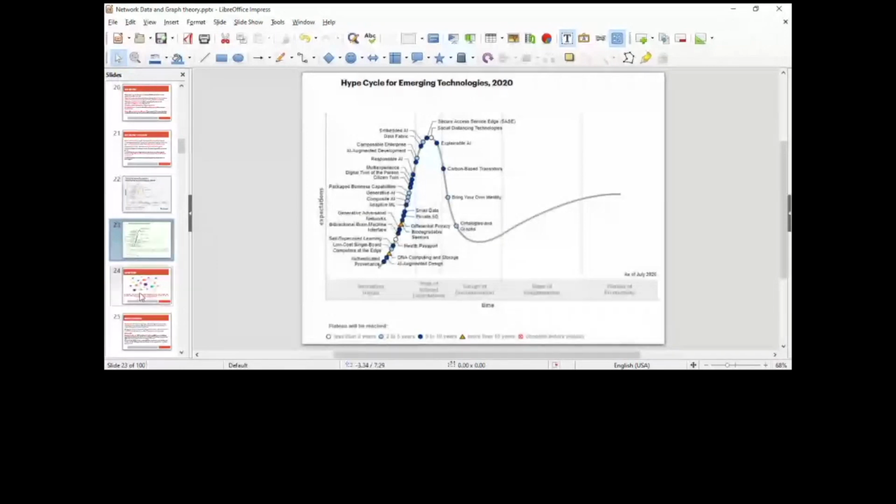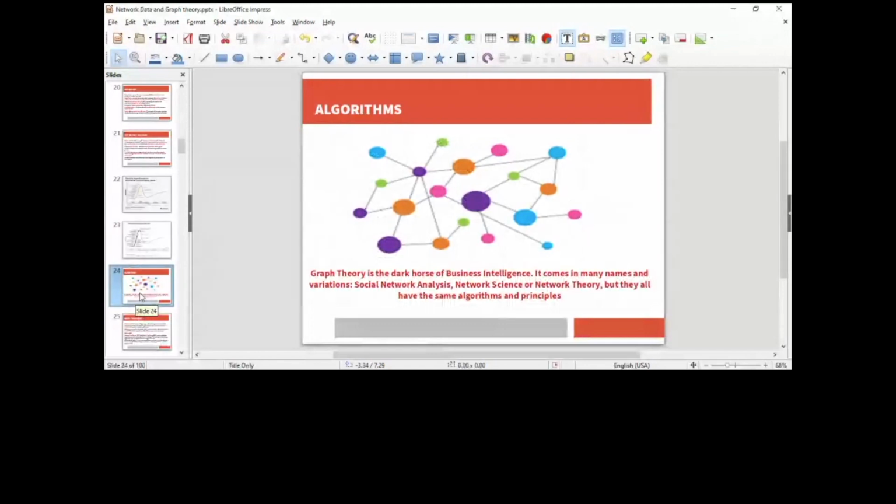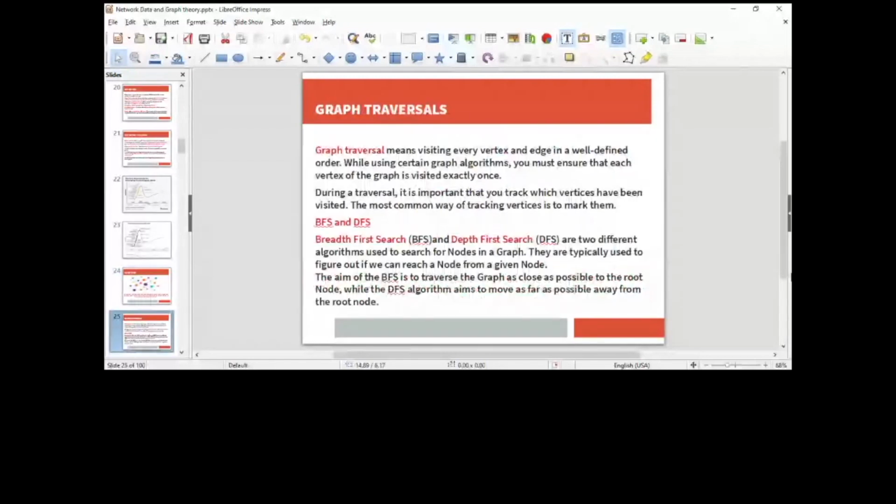All right. Now let's talk about the algorithms. So this is all about graph network data. Now we have different techniques of extracting value from this. These are the algorithms. Graph theory is the dark horse of business intelligence. It comes in many names and variations: social network analysis, network science, network theory, network data analysis, but they all have the same algorithms.